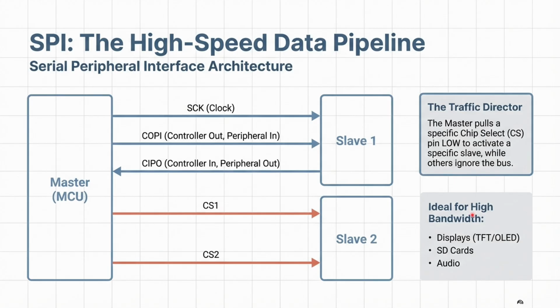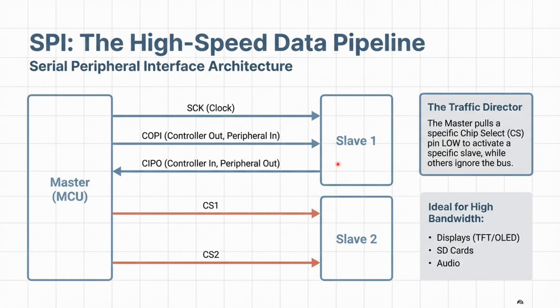In I2C, we were all on one phone line and had to waste time calling out names to start a conversation. While SPI is like having a private intercom switch for every student in this room. When I want to talk to slave number 1, I pull the specific CS1 pin low. This is called active low. While the switch is down, we have a private, lightning-fast conversation. Everyone else sees their switch is still high and completely ignores the bus.